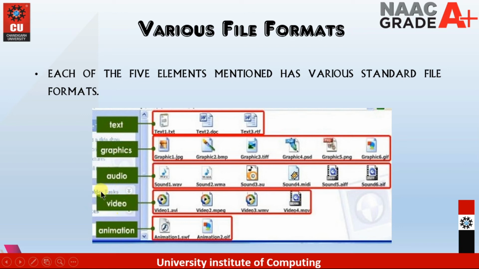Next is video. These can be classified into various categories such as AVI, MPEG, WMV, MOV, and the most used these days is again MP4. And the last one is animation. It can be classified into various categories such as SWF or GIF files.